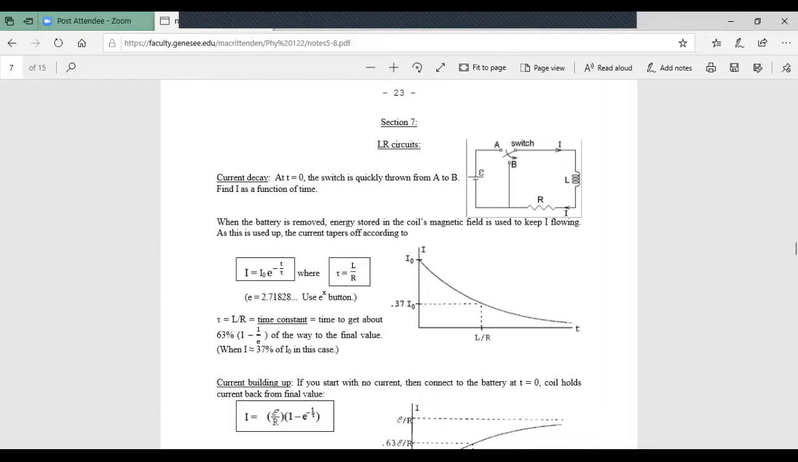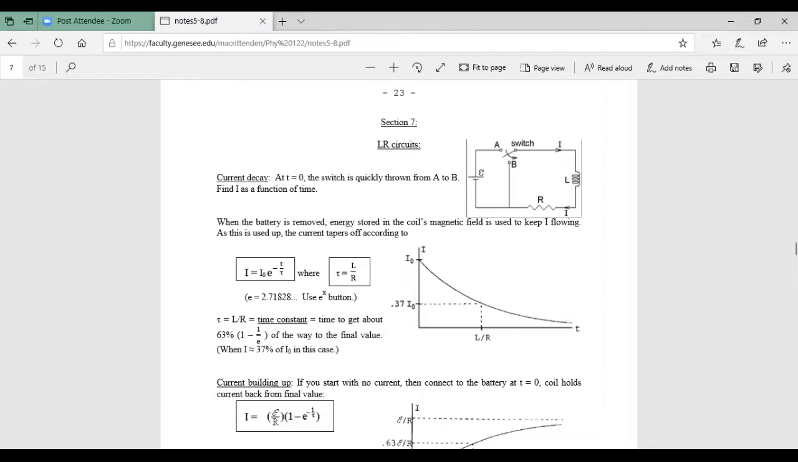The battery goes away, but there is still a loop for the current to follow. Well, the current doesn't stop flowing instantaneously. There really isn't anything in the natural world that happens truly instantaneously. It takes a while for the current to go away, and we're going to look at what happens during that transient period while the current is dropping off, okay?